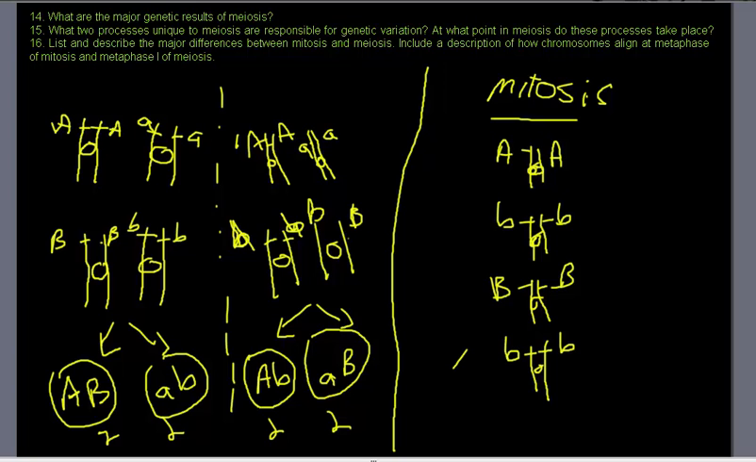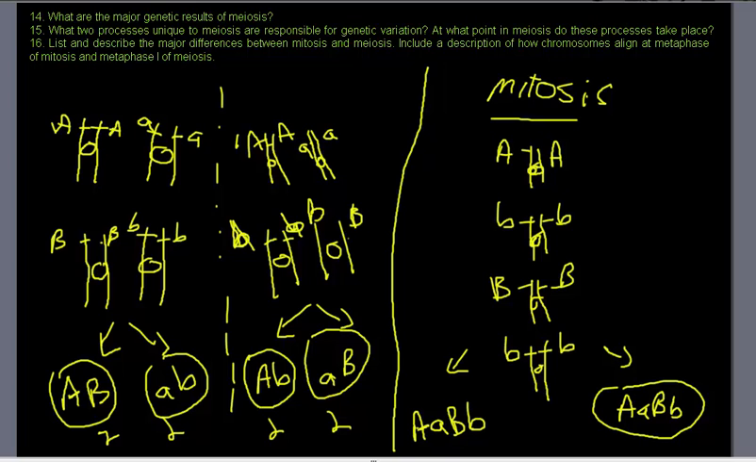And so when they divide, this cell over here is going to get one of each. It's going to get a big A. It's going to get a little B. The little A there. It's going to get a big B. It's going to get a little B. This other cell is going to get a big A. It's going to get a little A. It's going to get a big B. And it's going to get a little B. So there's a cell. There's a cell.